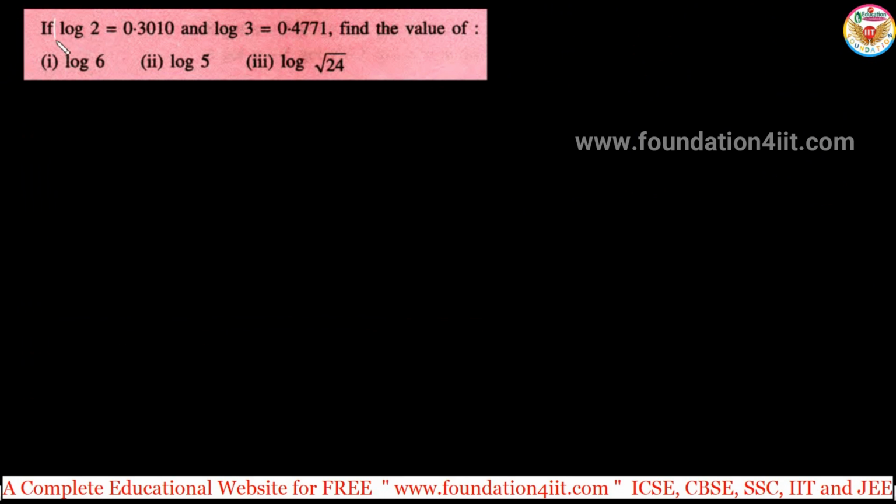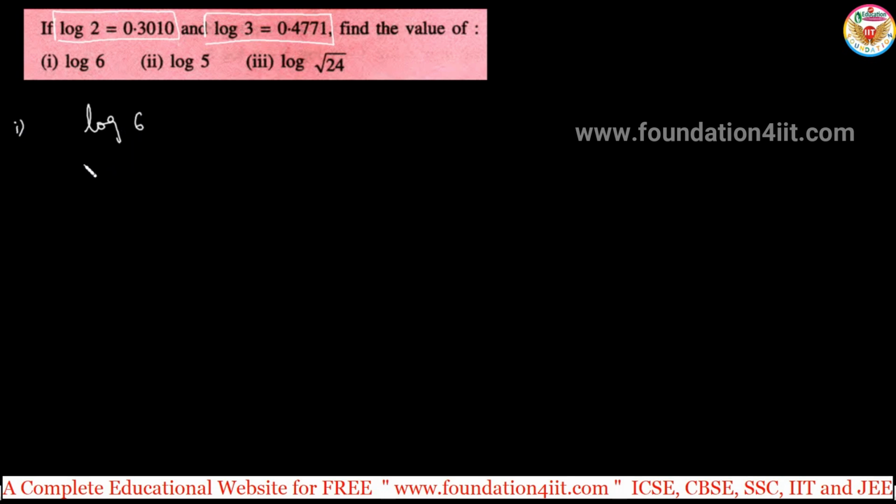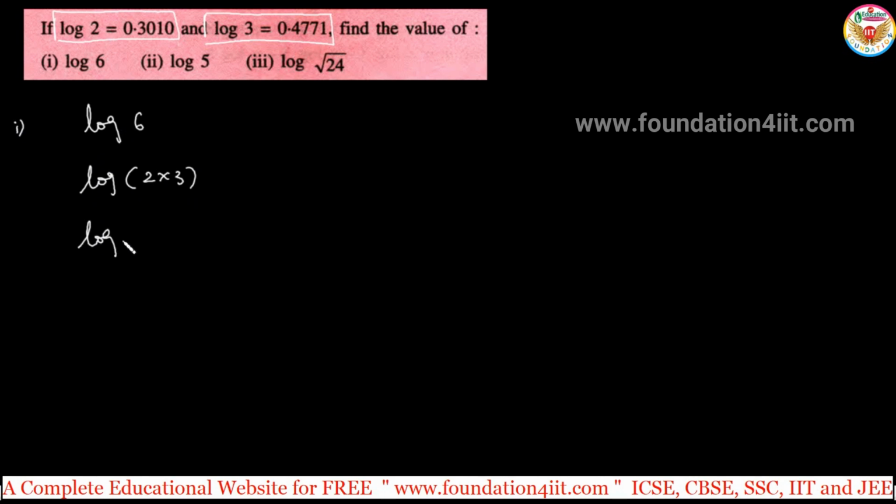If log 2 and log 3 values are given, we just apply them to the question. First one, log 6. Log 6 value is not given, but 6 we can write as the product of 2 and 3. So instead of log 6 we will write log of 2 into 3. Now this is the formula, log 2 plus log 3. So the product rule, log mn is equal to log m plus log n, right?